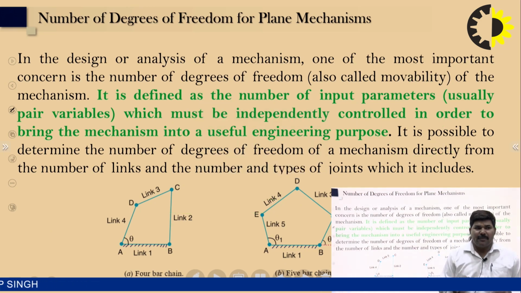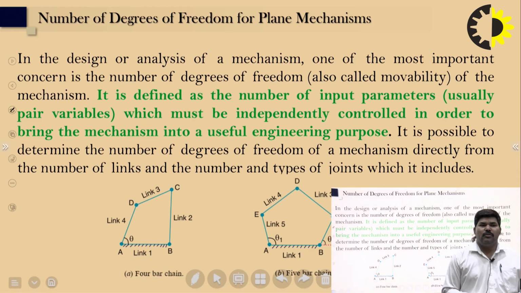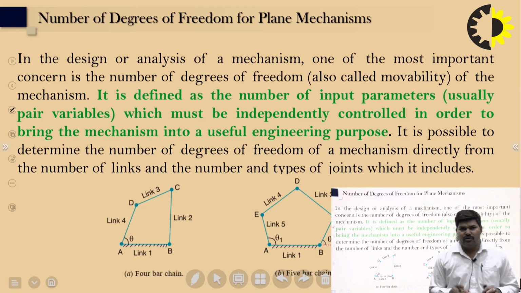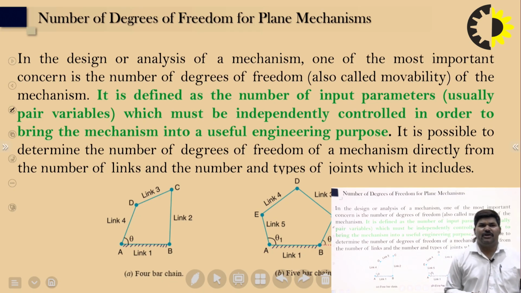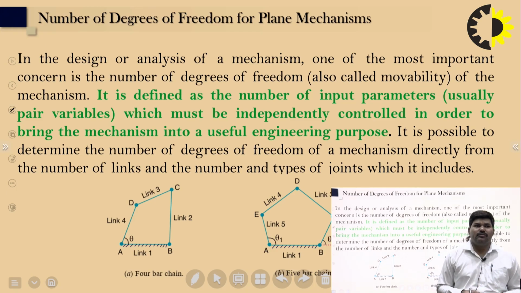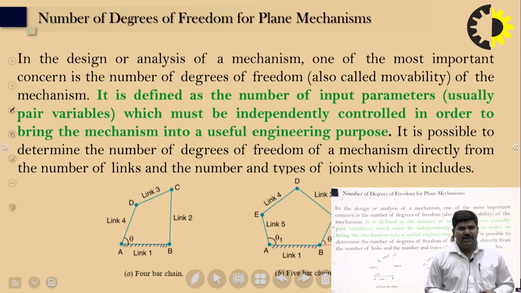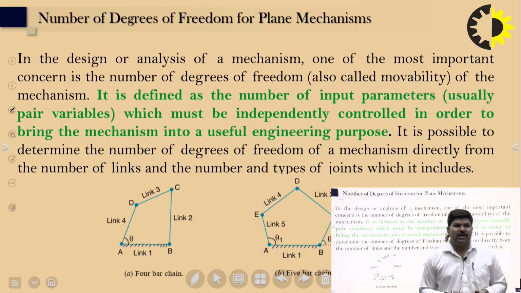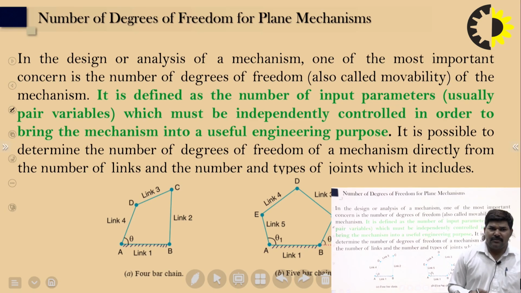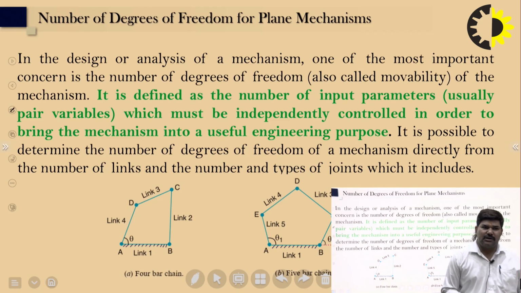The degree of freedom of a planar mechanism is one of the most important concerns. It is also called the mobility of the mechanism, and it is defined as the number of input parameters, usually the pair variables, which must be independently controlled in order to bring the mechanism into a useful engineering purpose. It is possible to determine the number of degrees of freedom of the mechanism directly from the number of links and the types and number of joints.